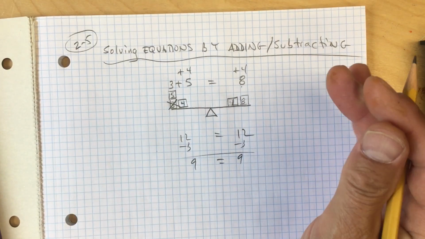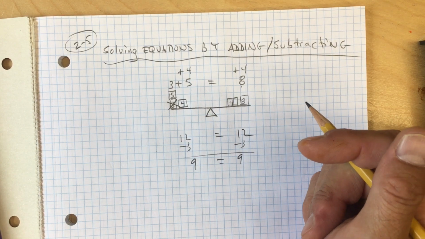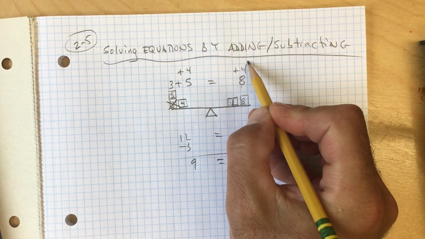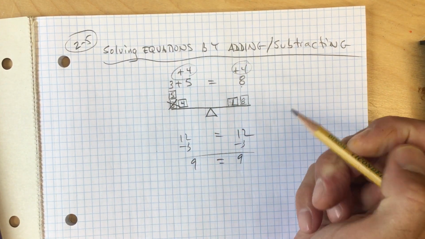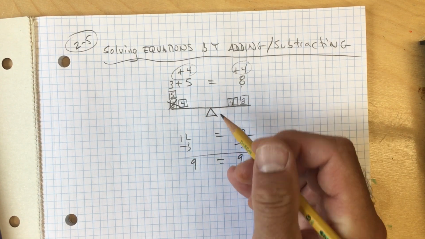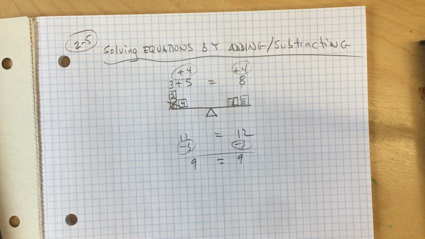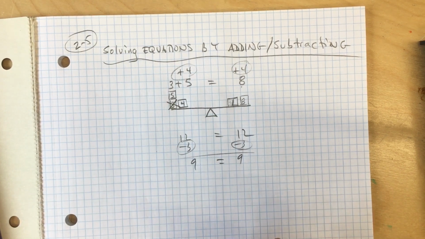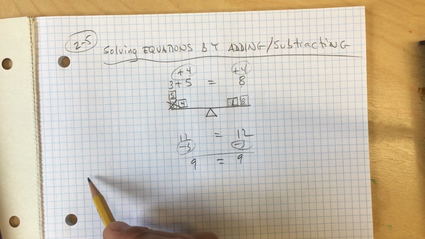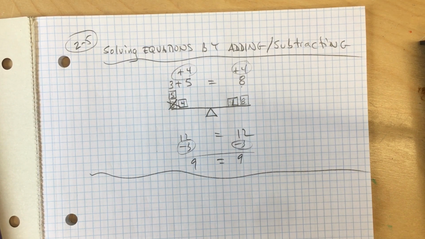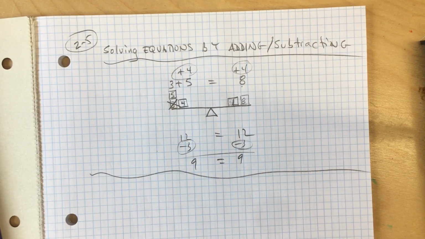So this is how we solve equations by adding and subtracting. We can add the same amount to each side of an equation. We can subtract the same amount from each side of the equation, as long as we do the same thing to both sides. Okay? So with that in mind, let's solve an equation.